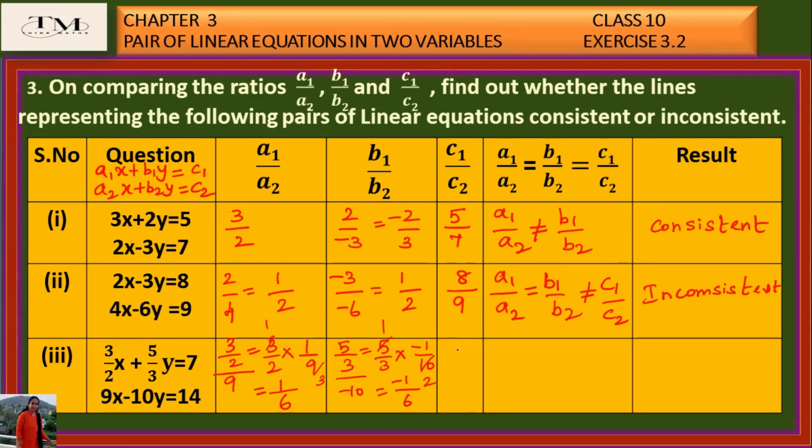Next C1 by C2, it is 7 by 40. So multiple of 7. So it is 1 sevens are 7, 2 sevens are 40. So the result is we get A1 by A2 is not equal. This is 1 by 6 and this is minus 1 by 6. So A1 by A2 is not equal to B1 by B2. So if this is not equal, then we can directly say the pair of linear equations are consistent. Okay. So let me go to the next problem.